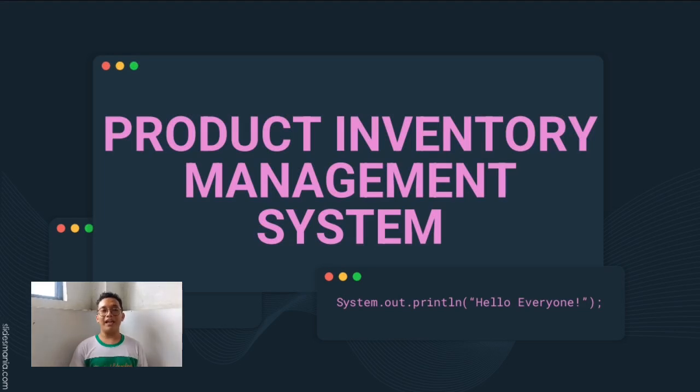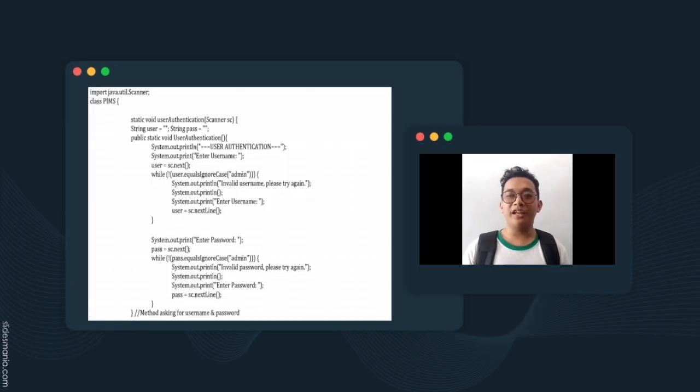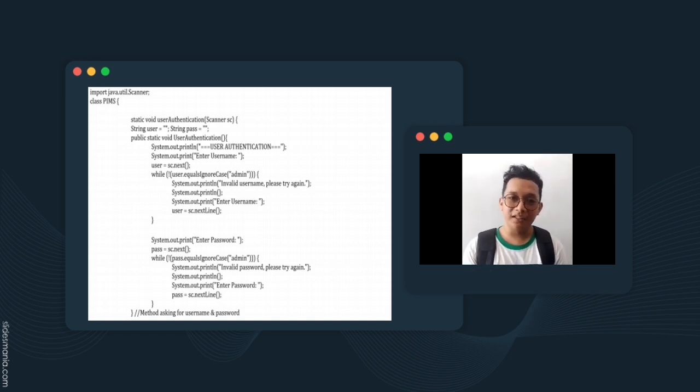So now we're going to create a product inventory management system using Java and arrays. Today, we're going to create a method called user authentication from our project. First, we're going to declare our string username and string password. And we're going to display or ask the user to input their username.